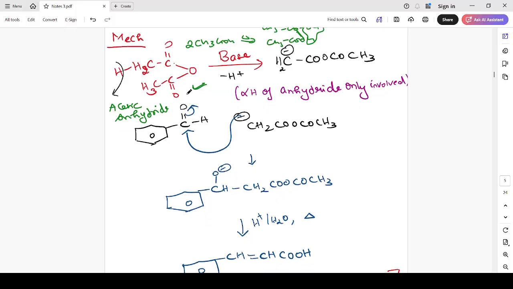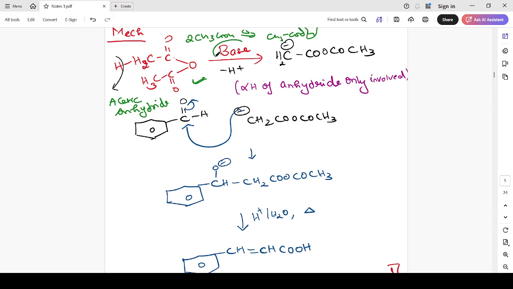So to this, when I use a base, what will a base do? It will remove the acidic H plus. Look at this carbonyl group. To this carbonyl, the CH3 is attached. It is an electron withdrawing group. So definitely that carbon which is attached to carbonyl is feeling acidic. What is acidity? Release of H plus. So it releases H plus conveniently here, so that I have generated a carbanion.